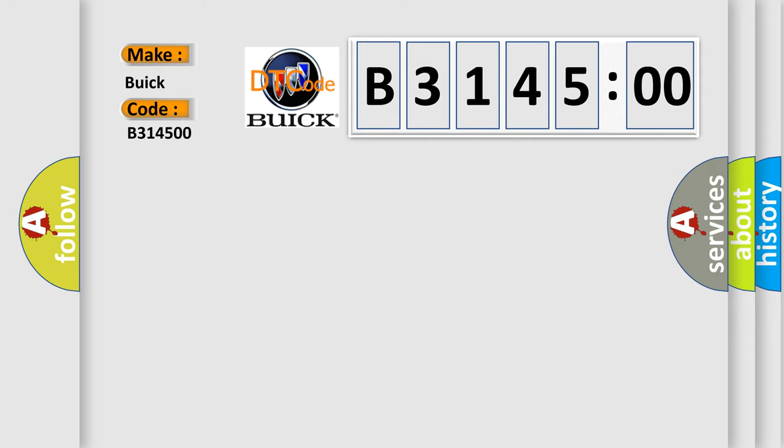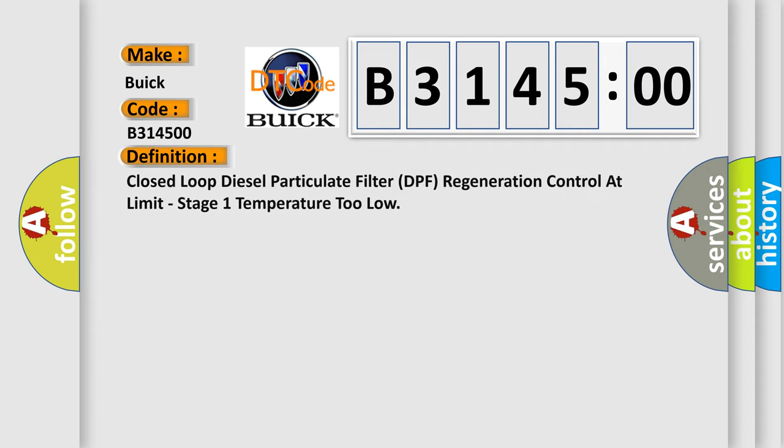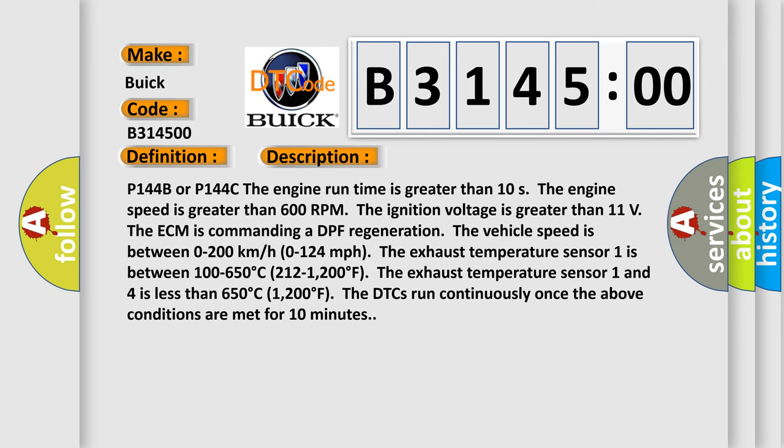So, what does the Diagnostic Trouble Code B314-500 interpret specifically for Buick car manufacturers? The basic definition is closed-loop diesel particulate filter DPF regeneration control at limit, stage 1 temperature too low. And now this is a short description of this DTC code.